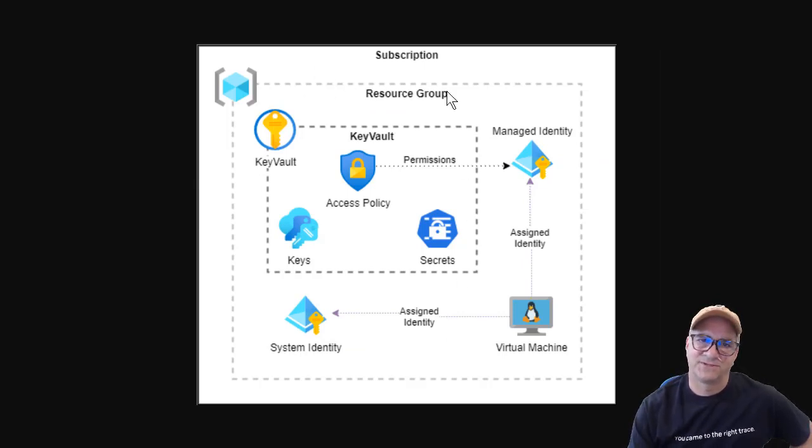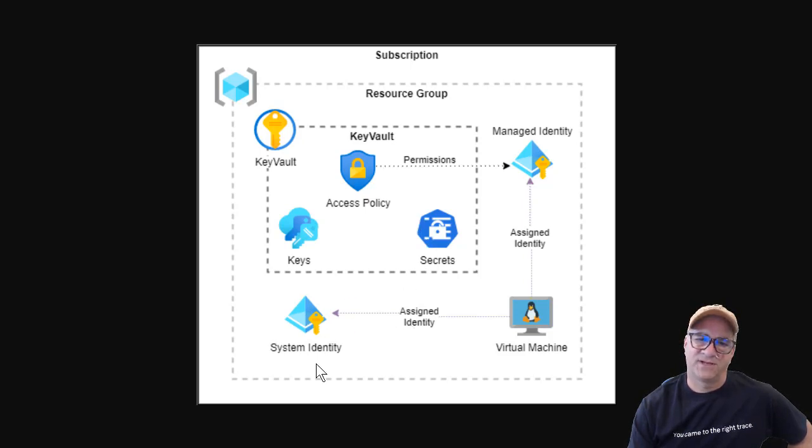We have a subscription. The subscription has a resource group. That resource group has a virtual machine in it, and it's got a couple of identities. And in Azure, you get system identities and you get managed identities. I used user managed identities for the code sample. So in this case, the managed identity is given permissions on different resources and different operations in this key vault. When the virtual machine needs to get access to the secret, it presents its identity to the key vault, and the key vault will decide whether it can retrieve that secret.